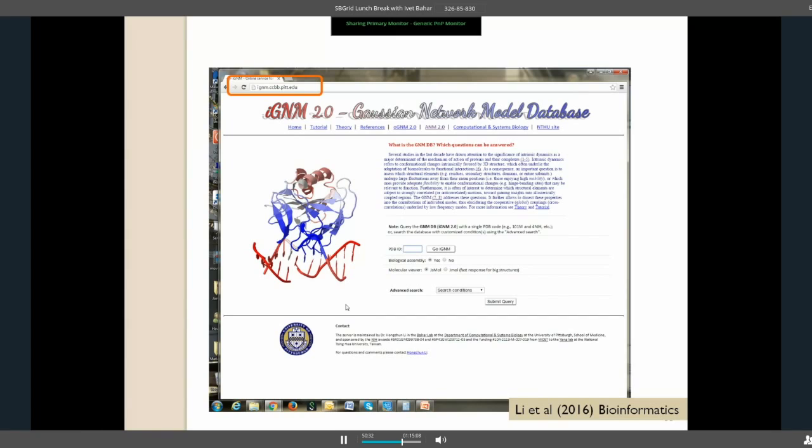I'm going to move to the next topic, but I would just recommend you to really try iGNM, the GNM database. If you find any bugs, of course, please report. But in principle, it seems to be very useful. Here is the address: iGNM at ccbb.pitt.edu.